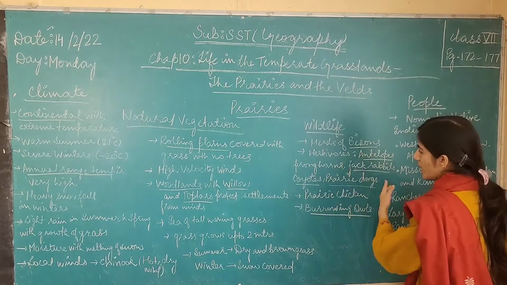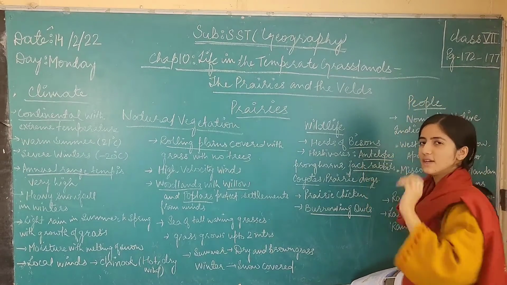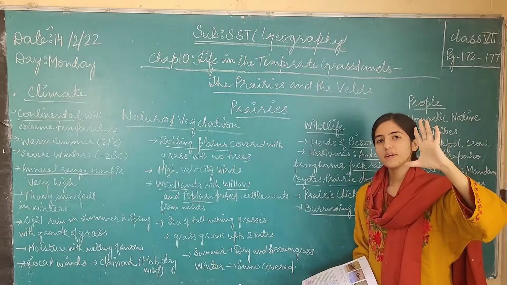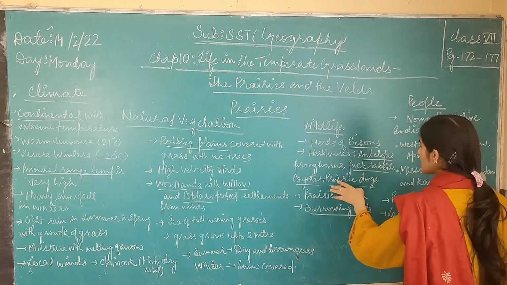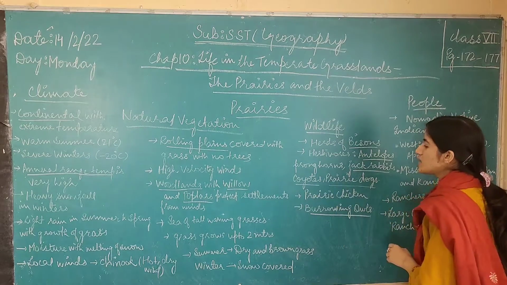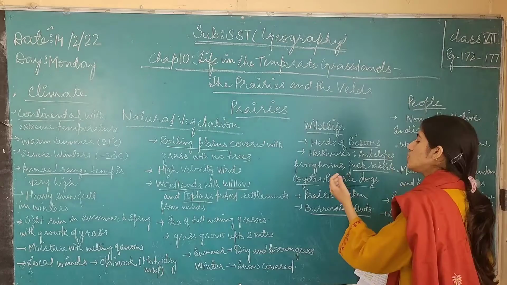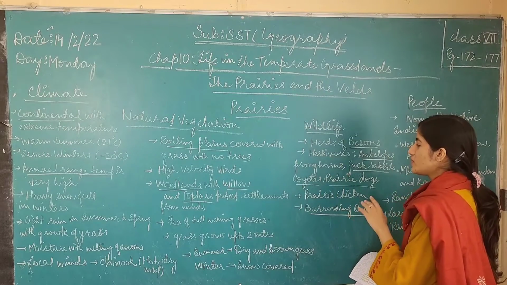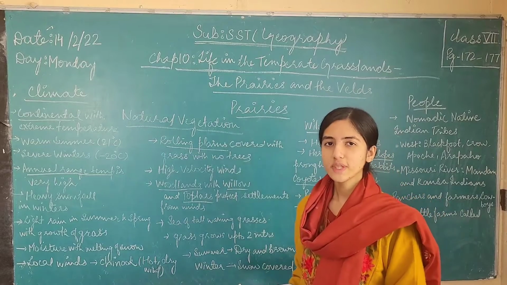Pronghorn is also a type of antelope, and jackrabbit is a type of rabbit which has very long ears, and that is why it is called a jackrabbit. It is also found in the prairie grasslands. Then we also have coyotes, which are wolf-like animals. Coyotes are canine species related to the wolf.